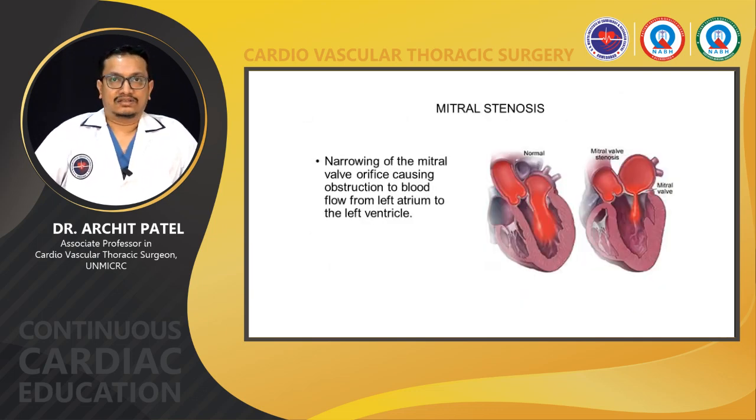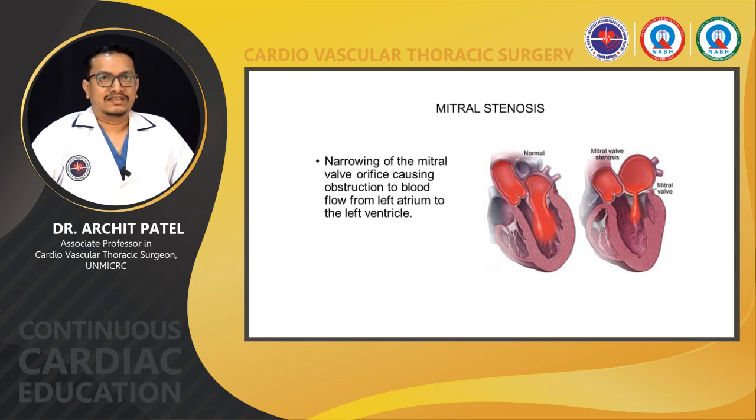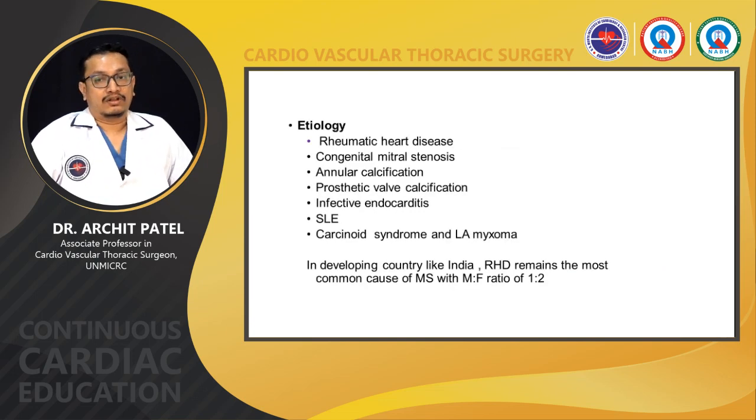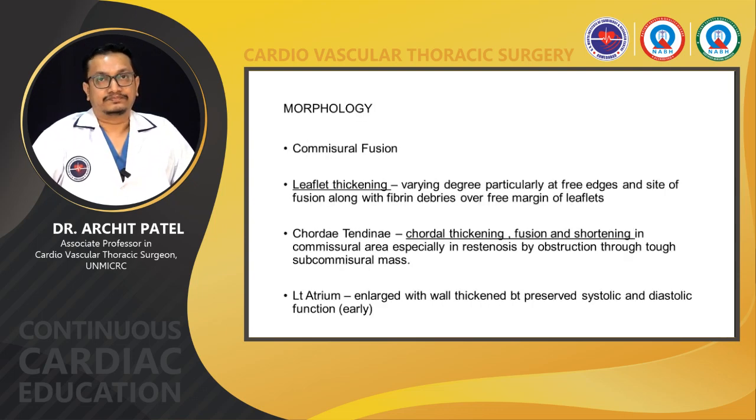What exactly is mitral stenosis? Mitral stenosis is narrowing of the valve orifice to such an extent that it causes obstruction of blood flow from the left atrium to the left ventricle. The etiological factor which plays an important role in MS in India is most commonly rheumatic heart disease, with a male to female ratio of 1:2. Other etiological factors are congenital MS, annular calcification, prosthetic valve calcification, infective endocarditis, SLE, carcinoid syndrome, and LA myxoma.